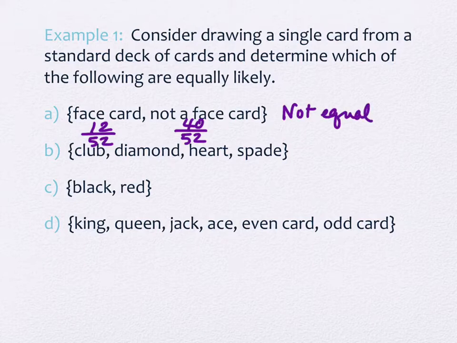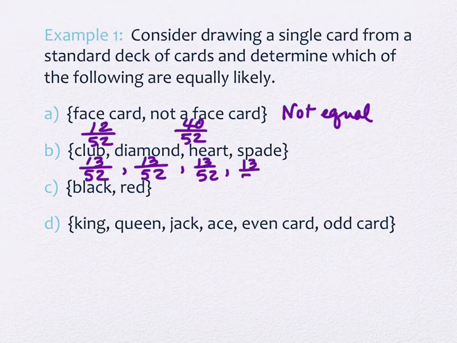How about clubs? How many clubs did we say there were? 13. Out of how many cards? 52. How many diamonds? 13 out of 52. Hearts? 13 out of my 52. And my spades are also 13 out of 52. So there are 4 different events here, drawing each one of those different suits. Are those events equally likely? Yes, they're all equal probabilities, so these are equally likely. I'll just write equal here.